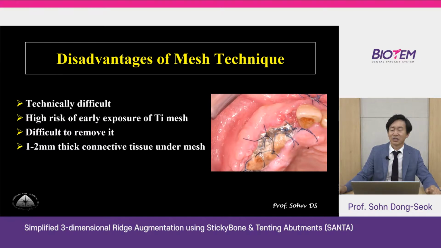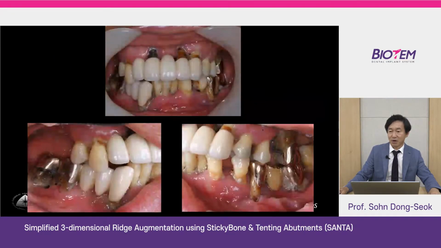So you need to consider that there is always 1 or 2 millimeter thick connective tissue under the mesh. So you need to consider soft tissue when you place the dental implant after removing titanium mesh. So you need a deeper placement of the dental implant.